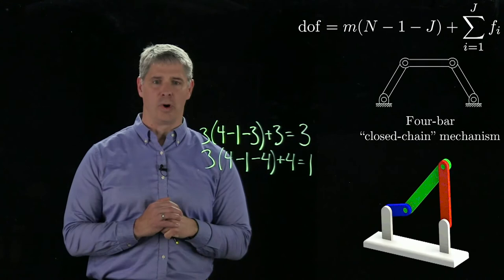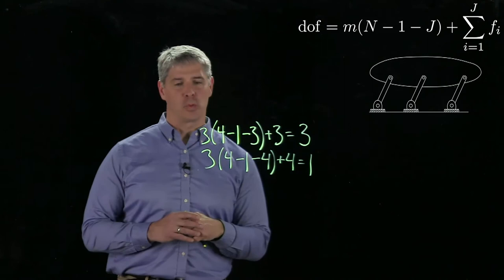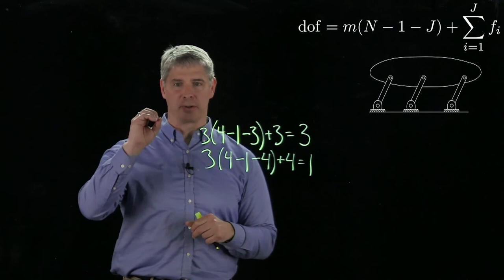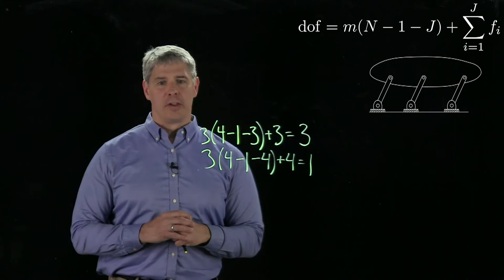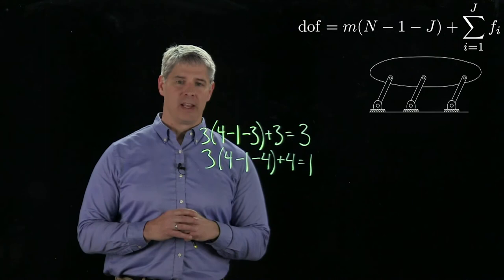The next mechanism is like the 4-bar, except now it adds 1 more link and 2 more joints. Grubler's formula would tell us that this mechanism has 0 degrees of freedom, but that's wrong. It still has 1 degree of freedom, just like the 4-bar. The reason that Grubler's formula does not apply is that the joint constraints are not independent. Testing whether joint constraints are independent is not an easy task, and we won't pursue it further.